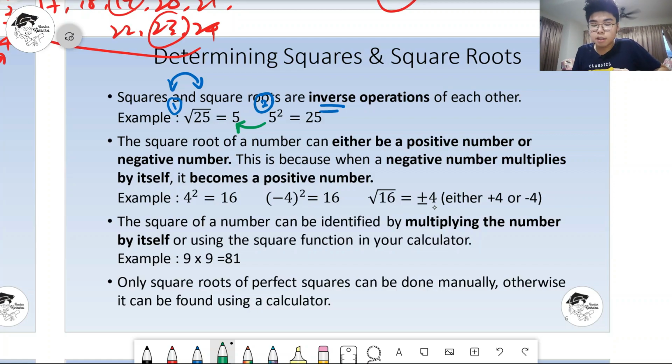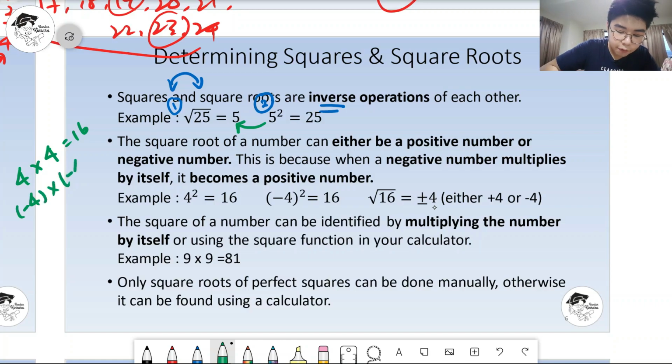Okay? Second, the square root of a number can either be a positive number or a negative number. Maksudnya apa? Maksudnya, the answer or jawapan untuk square root, okay, mungkin you akan dapat jawapannya dalam positif ataupun jawapannya dalam negatif. Kenapa? Let's see. If you have positive 4 times with positive 4, you will get 16. But do you realize when you have negative 4 times with negative 4, you will also get 16? Okay? Kenapa? The rule, when you get negative akan jadi positif.